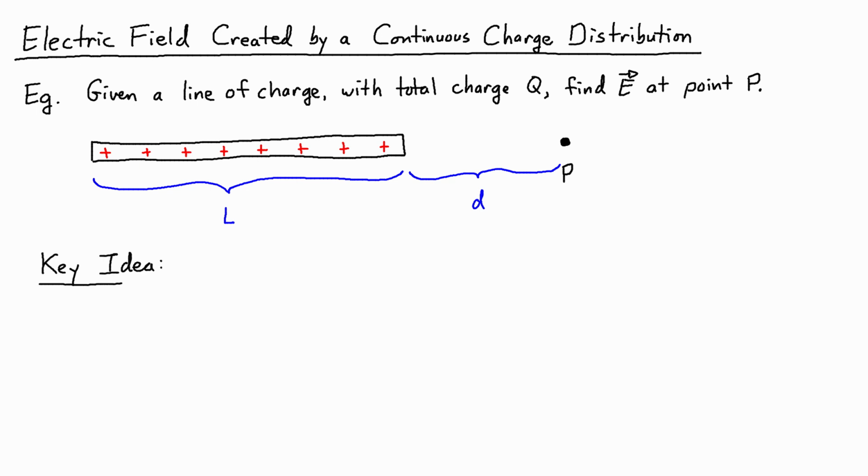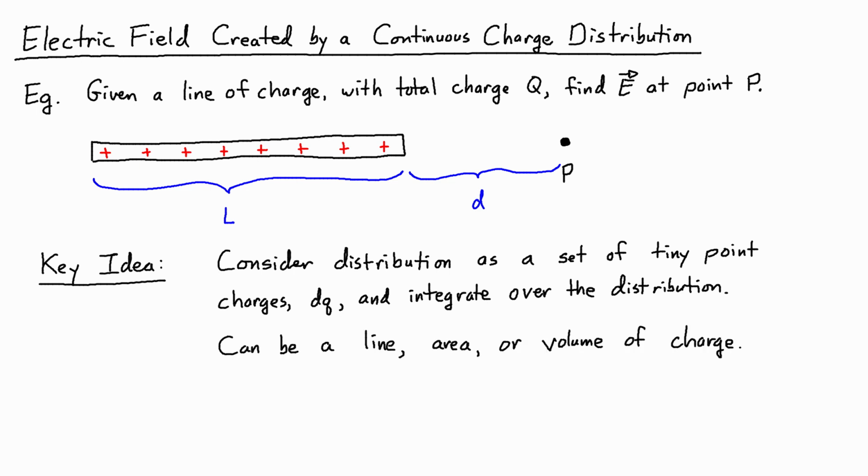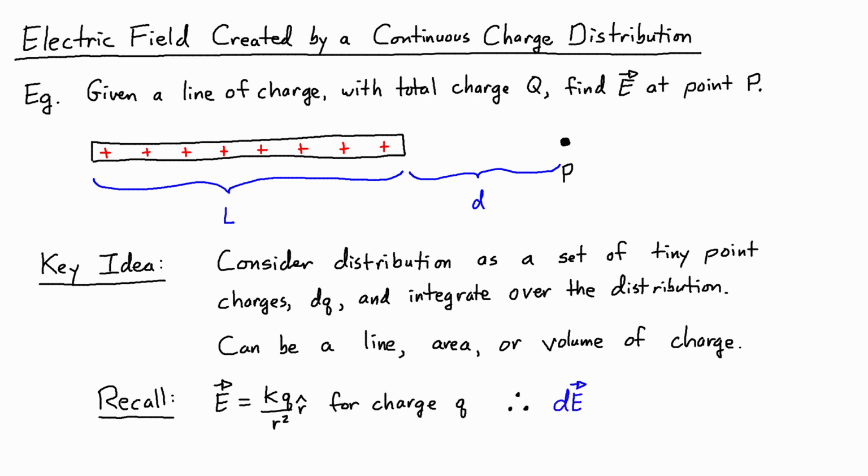The basic idea is to consider this distribution as a set of thousands or millions or billions of tiny point charges, each one called dq, and then integrate over the distribution. You can do this differently depending on whether the distribution is over a line, an area, or a volume. The example here is with a line of charge, but I'll show the area and volume examples as separate videos. And if you recall that E was equal to kq over r squared times r hat for a point charge q, then dE is equal to k dq over r squared times r hat for dq.